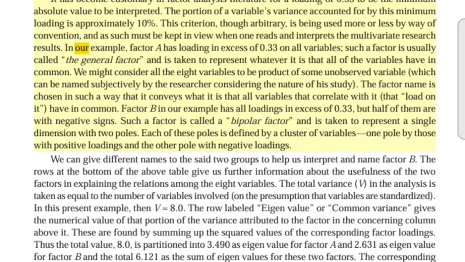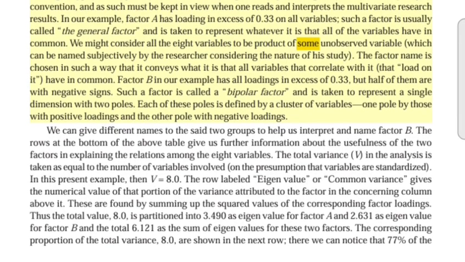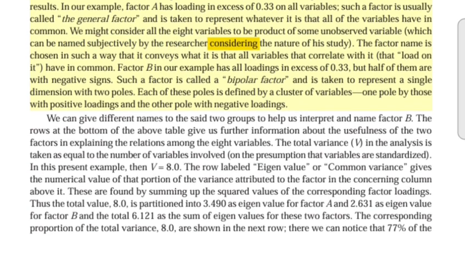In our example, factor A has loading in excess of 0.33 on all variables. Such a factor is usually called the general factor, and is taken to represent whatever it is that all of the variables have in common. We might consider all the 8 variables to be products of some unobserved variable, which can be named subjectively by the researcher considering the nature of his study.